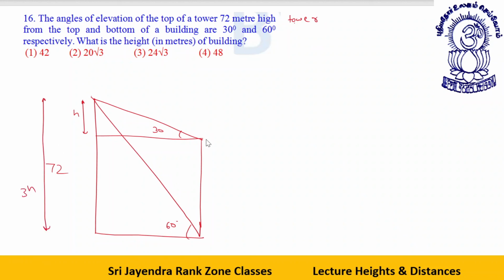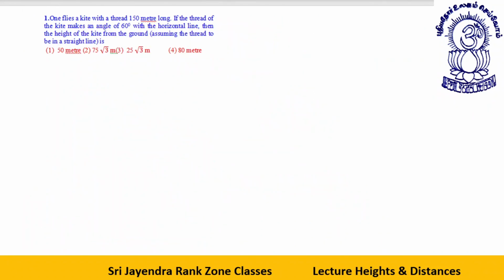What is the height of the building? You have to determine the height of the building. You have 3h is equal to 72. Building will be 2h. h comes out to be 24. Building is 2h, that is 48 meter. Clear to all? Let's take another question.